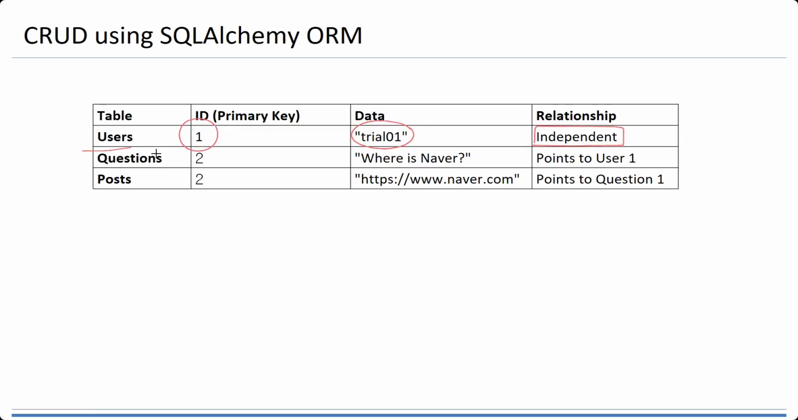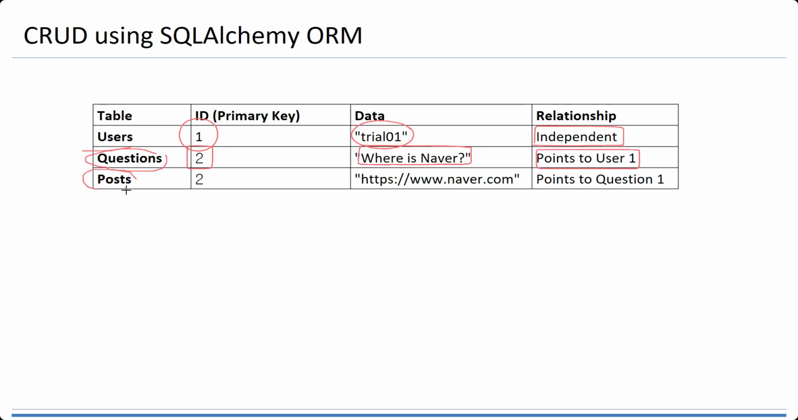Now let's create another data. For the questions, let's create the ID equals to 2. And then let's create the data. The content is where is neighbor. And then I will connect the question to the user number 1.